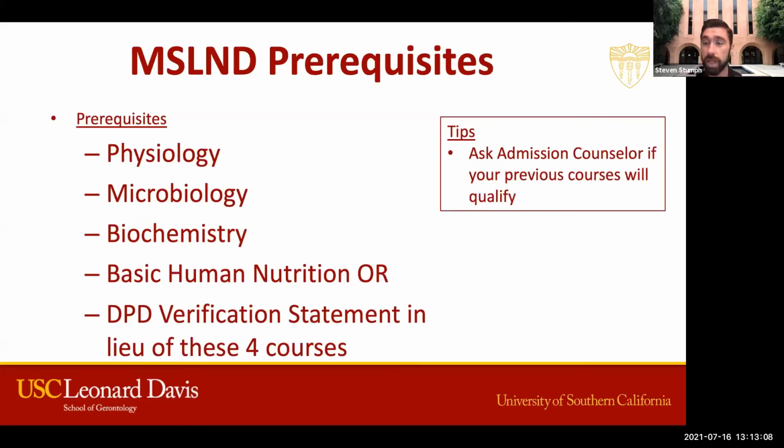You can reach out to an admission counselor to see if the courses that you've already taken will qualify to fulfill these prerequisites. We are looking for a specific unit number and a semester or quarter count. We prefer the semester for units with a lab component. If you've already completed a DPD, you can submit that verification statement in lieu of these four prerequisite courses.